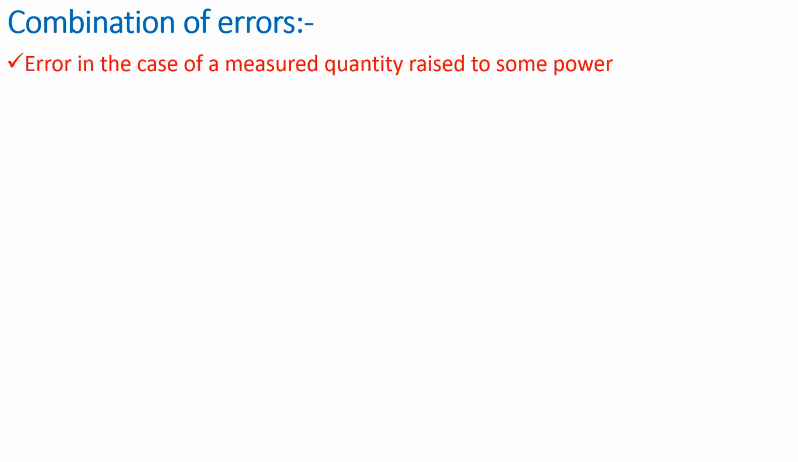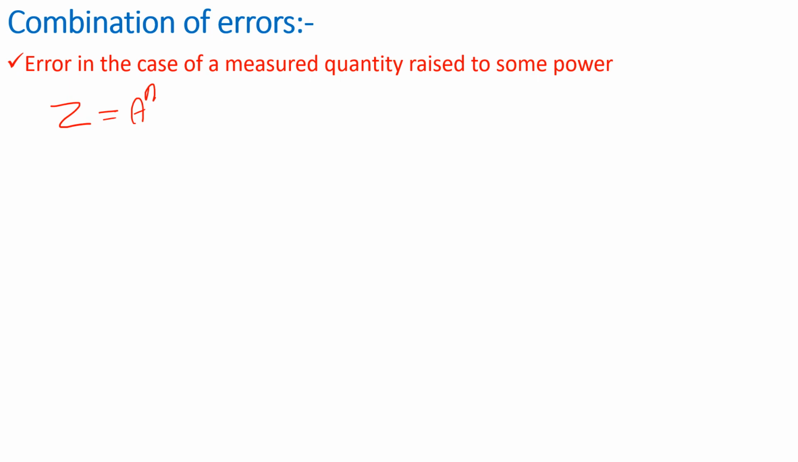The next one in the combination of errors is the error in the case of a measured quantity which is raised to some power. What happens? Say for example, there is one more formula, Z is equal to A to the power n. There is some formula like that. So here we are not measuring Z directly. We are measuring A and taking the power of A to the power n. Then I am obtaining the value of Z. Now what happens to the error in the measurement of Z then?